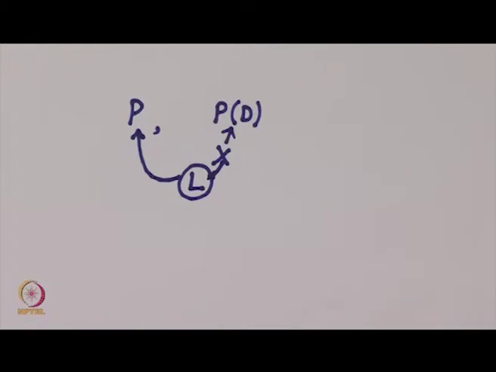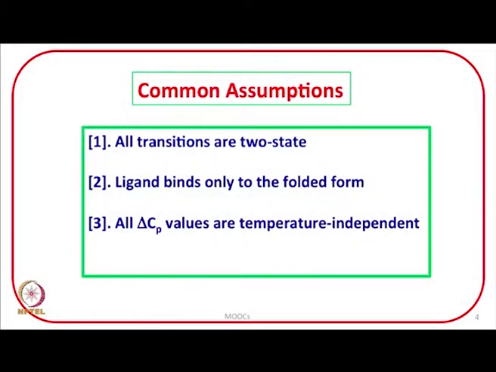The third assumption is that all delta Cp values are temperature independent. And the fourth assumption is all activity coefficients are unity. We are making a lot of assumptions here. And as you will see when we discuss the mathematical treatment, if we remove all the assumptions, the treatment becomes more and more complex. It can be done, but let us first begin with a simple process in which these assumptions are valid.